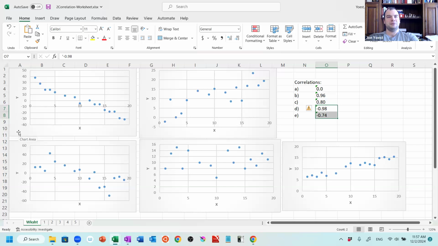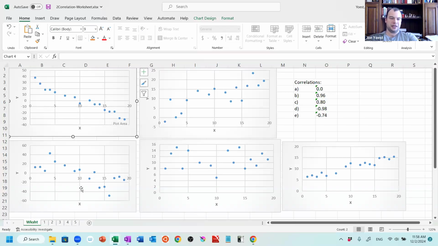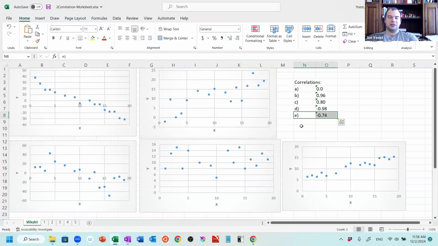The negative 0.98, which in magnitude is closer to 1, is going to be associated with the top left. If I drew a line going from top left to bottom right, these points are going to be all very close to that line. For the bottom left, if I drew a line through this data going from top left to bottom right, there's going to be more scattering of the data a little further away from that line. So still a decent magnitude of relationship, but not quite as high as the top left. So that bottom left is going to be that negative 0.74 correlation.